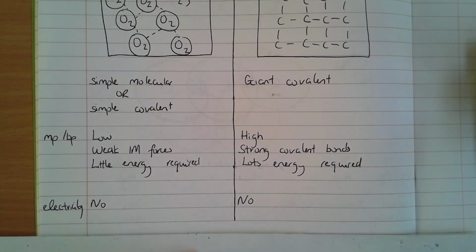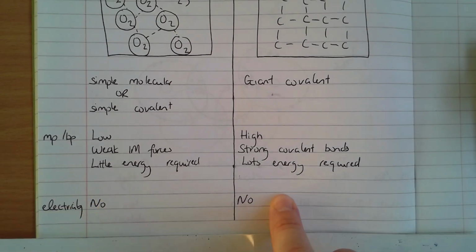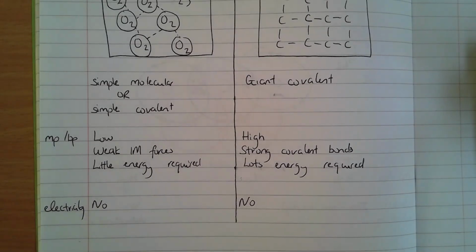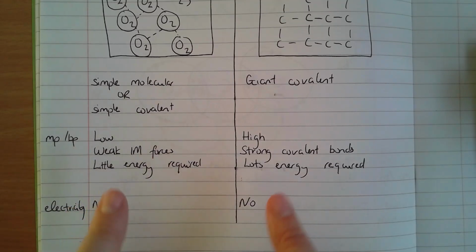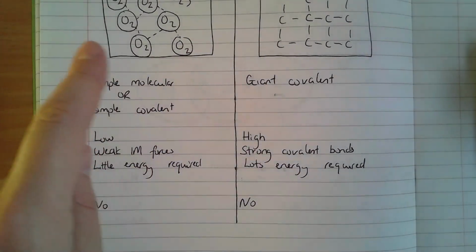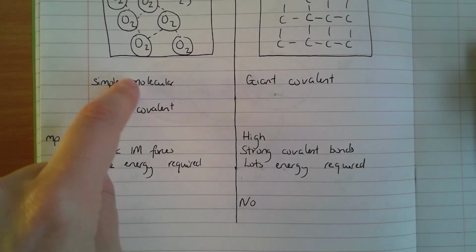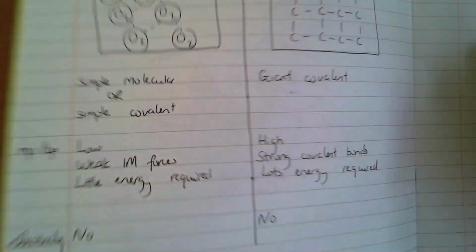Other property, if you're talking about electricity, there are exceptions to this, but in general, for simple molecules and for giant covalent, we just say no, they don't conduct. And the reason is the same for both. We say that they have no free moving charged particles. So for both of them, in general, although there are exceptions, they don't. Now you might ask, how are you supposed to know if a covalent substance is giant or simple? Most of them are simple. There are only a few that are giant, and ultimately you just have to learn them.